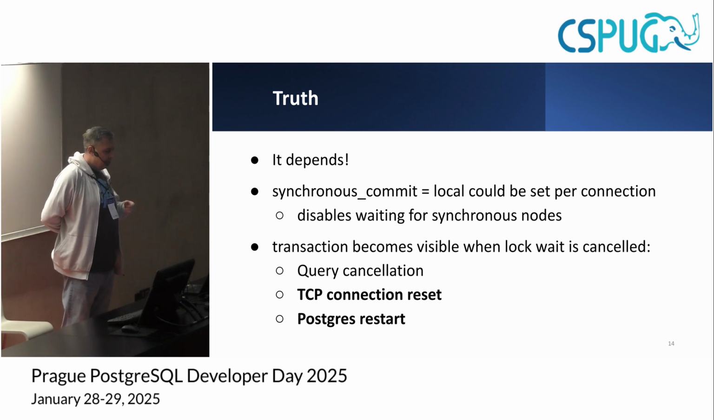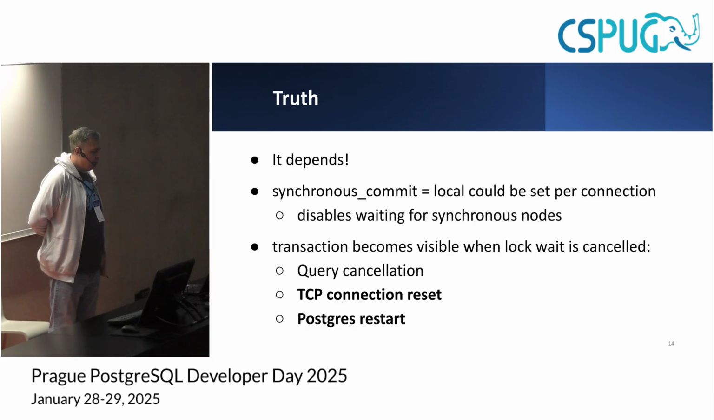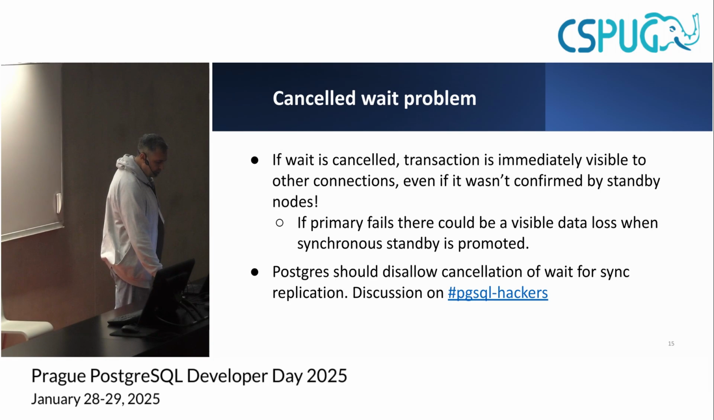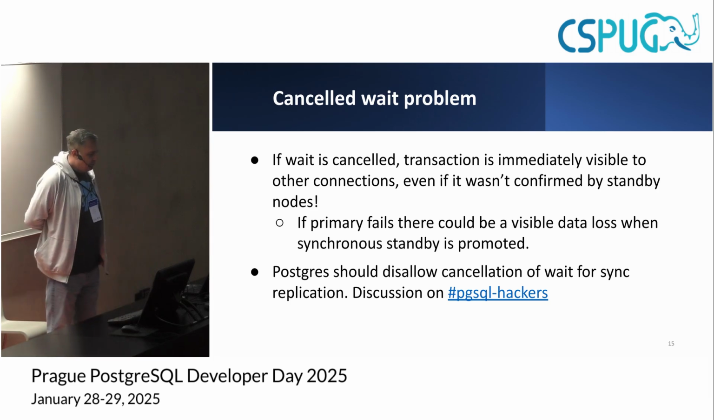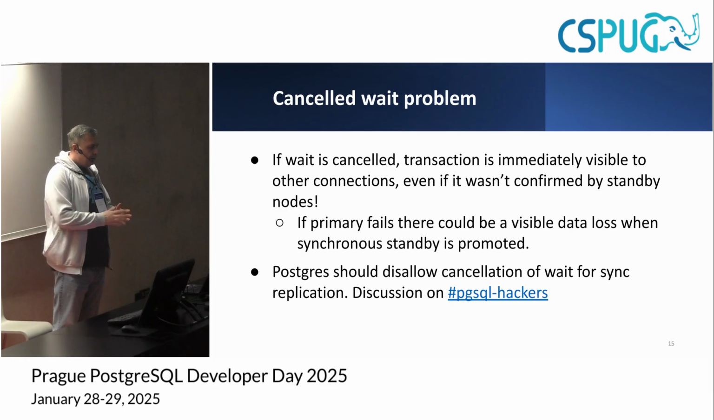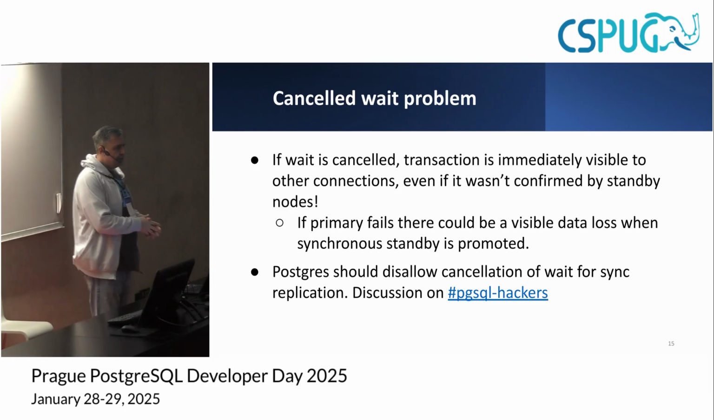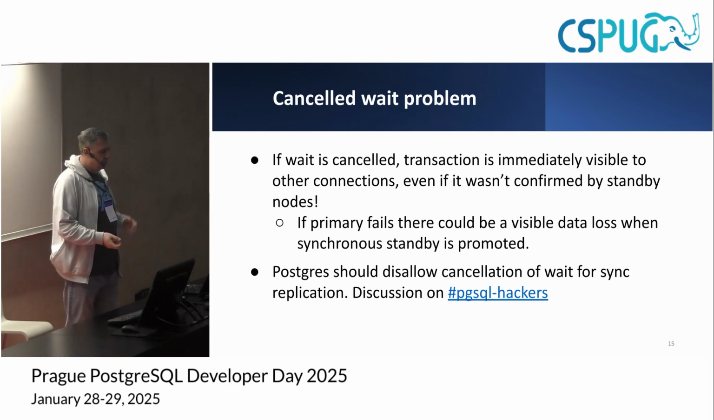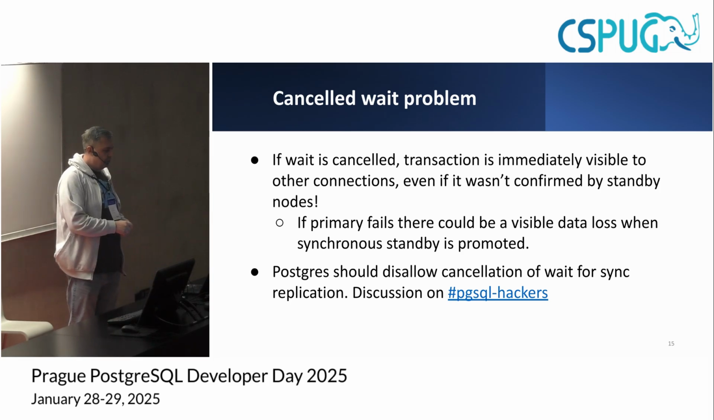Also, as I said, the query could be canceled by the application itself, or the TCP connection could be broken, which immediately makes the transaction visible to other connections, or Postgres could be restarted. So why is it a huge problem? Let's imagine that our application is behaving correctly. It's not changing the synchronous_commit setting to local or, even worse, to off.